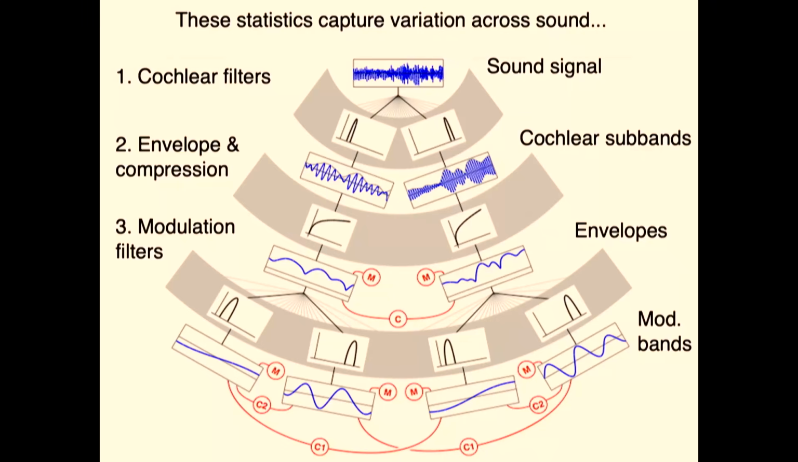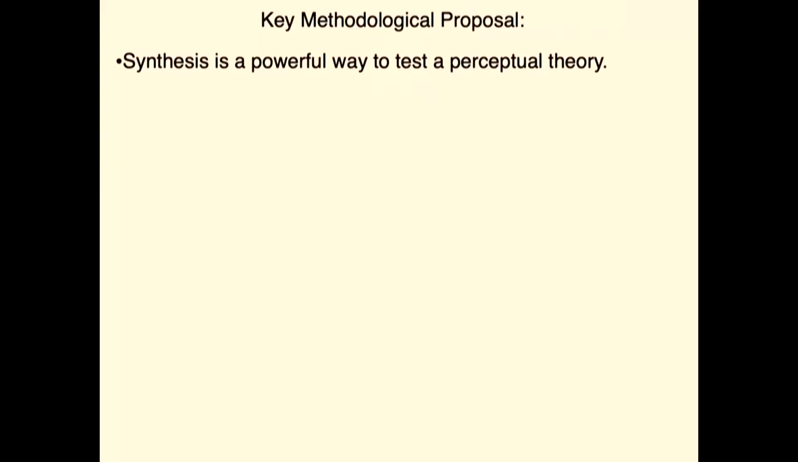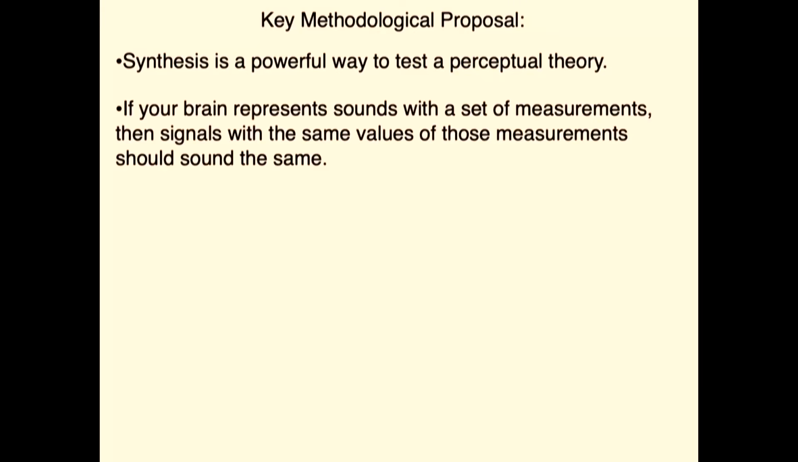All right, so the big picture here is that this little tour of these statistics that we can measure from our model of the auditory system capture variation across sound. Right? They have different values for different types of sounds. All right, so now what we're going to ask is whether they can account for the perception of real-world textures. And so our key methodological proposal, again echoing what we just talked about for visual texture, is that synthesis is a powerful way to test a perceptual theory.